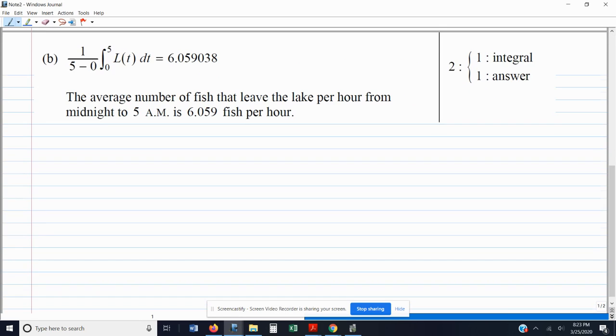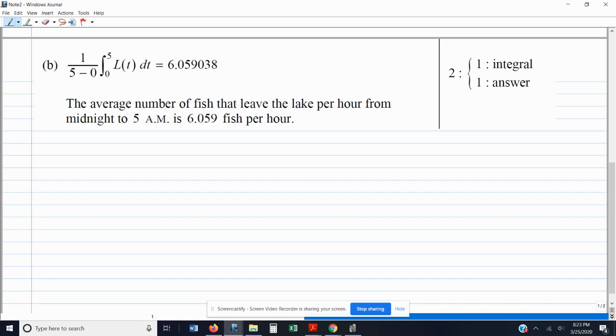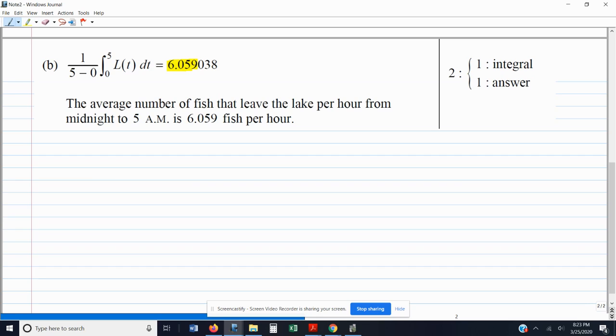Let's see if I have it here, of 6.059. This one did not ask us to round. So you would write to 3 decimal places, 6.059. And again, they give you a point for the integral and a point for the answer. You don't have to write the sentence.